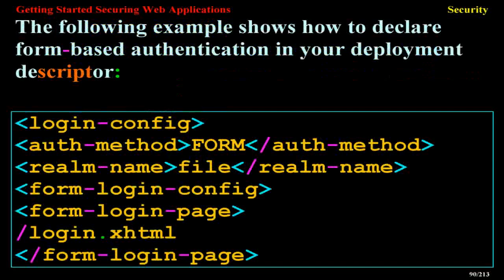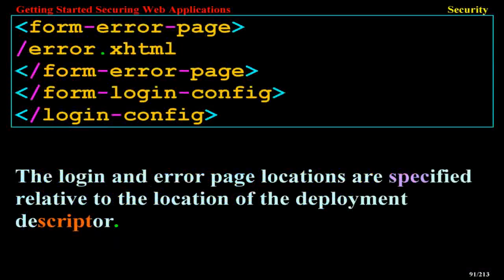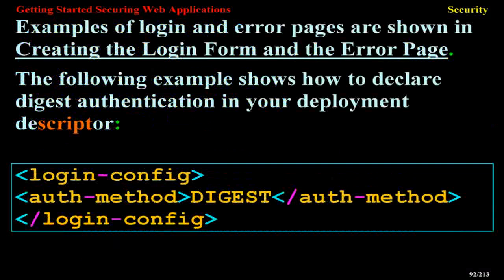The following example shows how to declare form-based authentication in your deployment descriptor. login-config, auth-method: FORM, realm-name: file, form-login-config, form-login-page: login.xhtml, form-error-page: error.xhtml. The login and error page locations are specified relative to the location of the deployment descriptor. Examples of login and error pages are shown in Creating the Login Form and the Error Page.